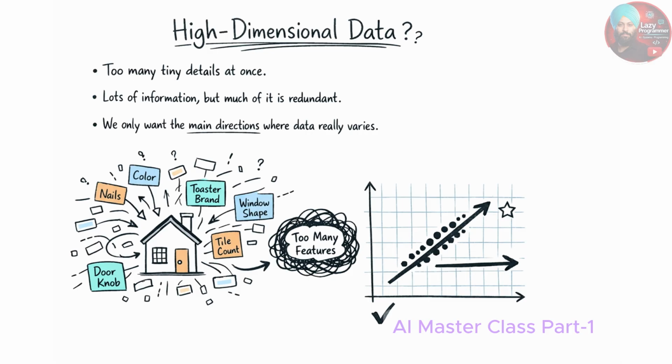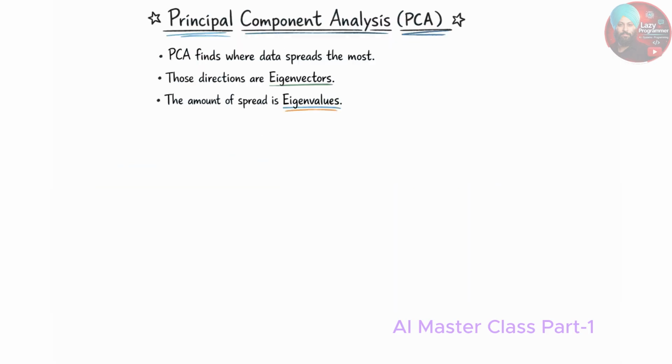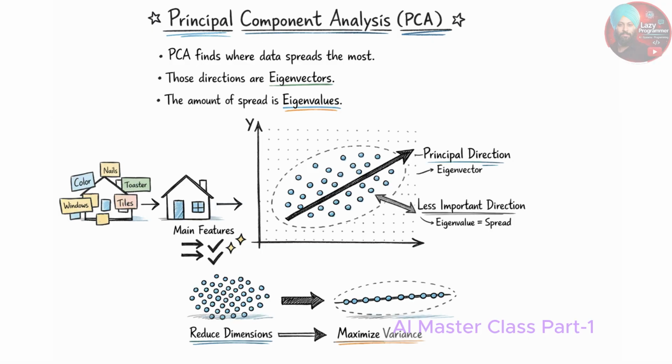So, due to this, you have a mountain of information, but a lot of those features are either correlated, redundant, or not really useful. What we really want is to find the main direction where the data actually varies the most. This is exactly what principal component analysis does. PCA looks at the data and looks for which direction the data spreads out the most. These directions are the eigenvectors, and how much the data spreads in those directions is captured by eigenvalues. So for describing a house, instead of keeping every single feature, PCA keeps only the most important directions.